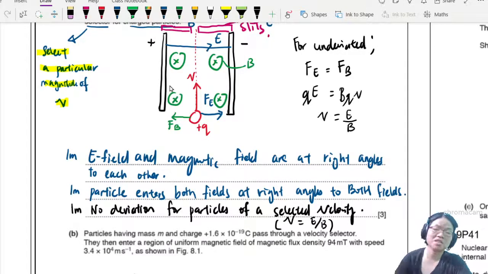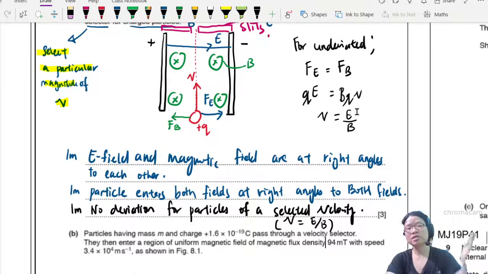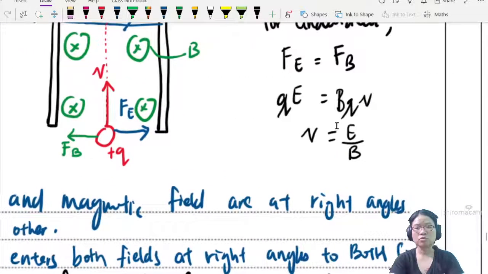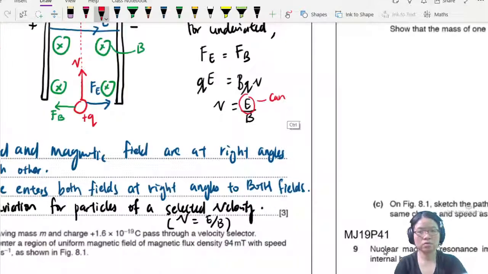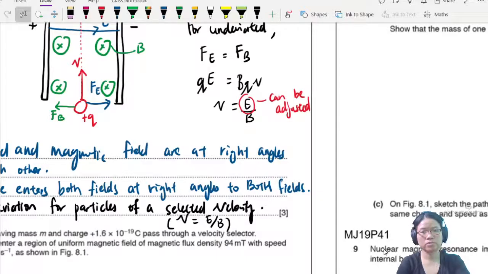If I want a faster particle, then I can increase the electric field, make this E stronger by changing the power supply of the parallel plate, or make the B weaker by decreasing the current that generates the magnetic field. So just in case it wasn't clear, this E and B is easily adjustable. This E can be adjusted using, let's say, the power supply V0.